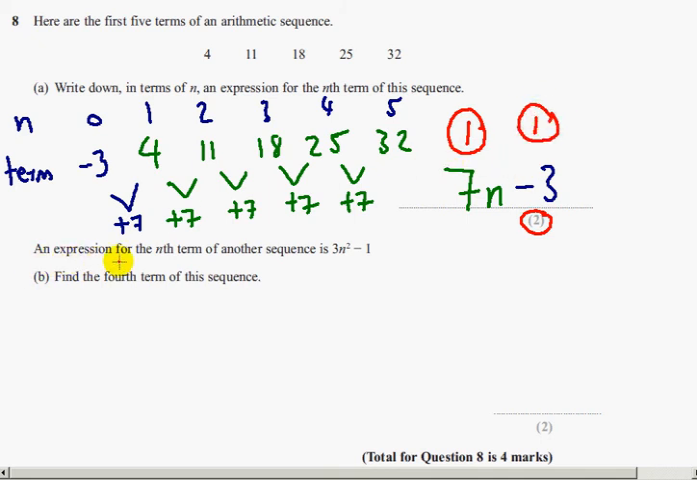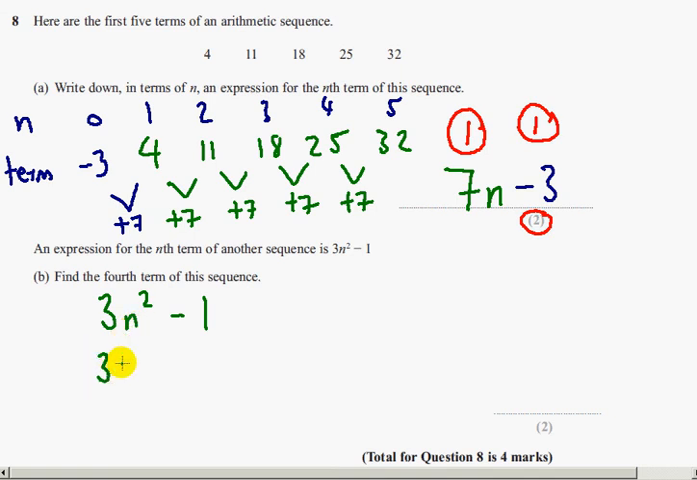Now, an expression for the nth term of another sequence is 3n squared minus 1. Part B says find the fourth term of the sequence. So our nth term this time is 3n squared minus 1. Now, remember BIDMAS says that indices come before multiplication. So we need to find the fourth term of the sequence. So we're going to substitute 4 instead of n.